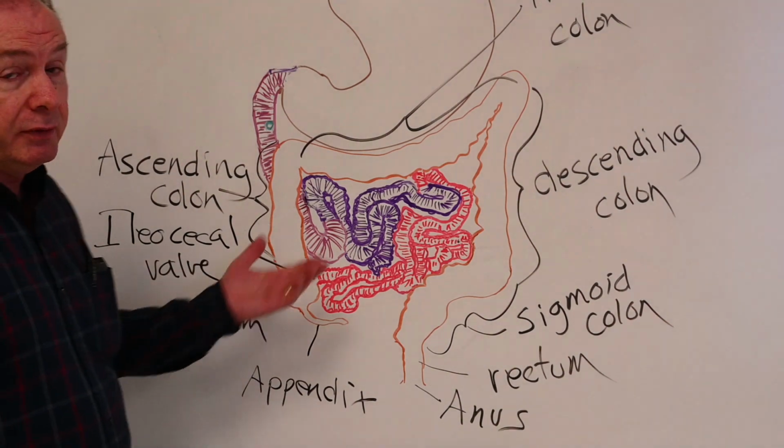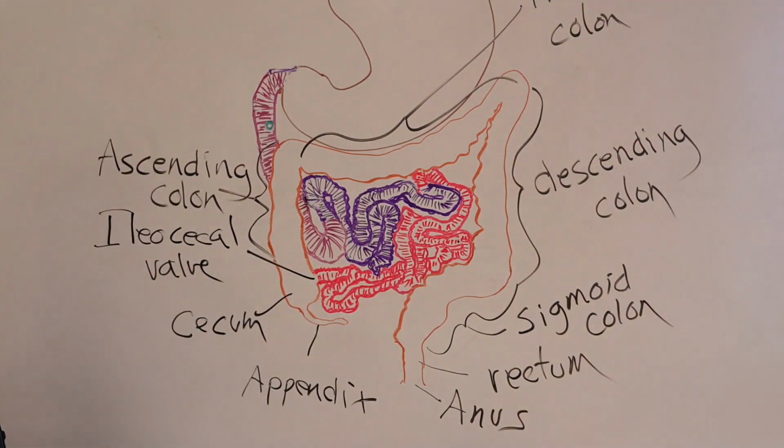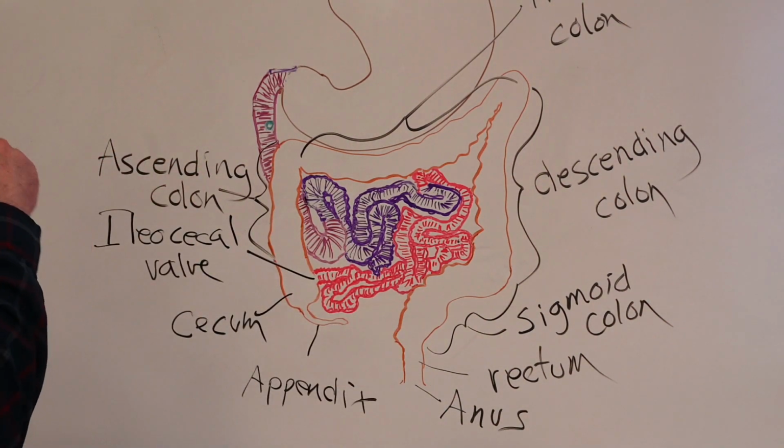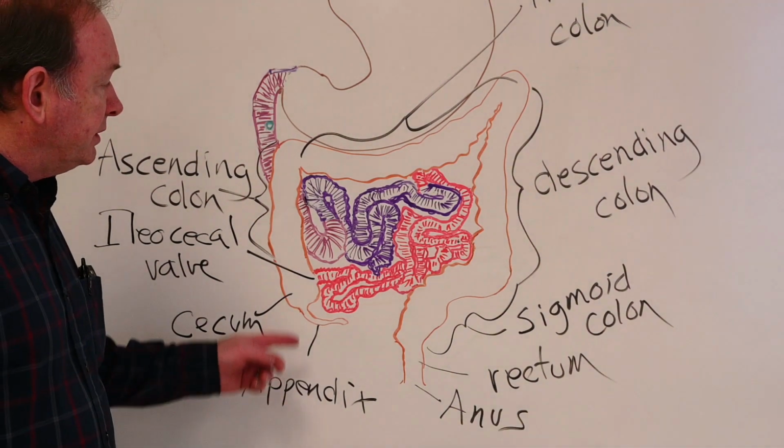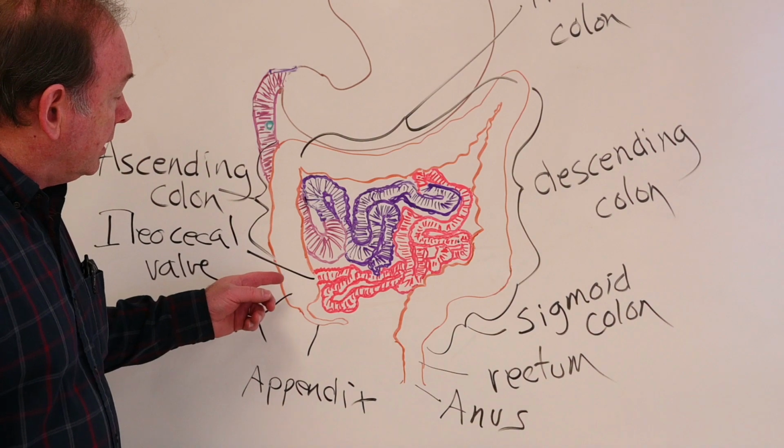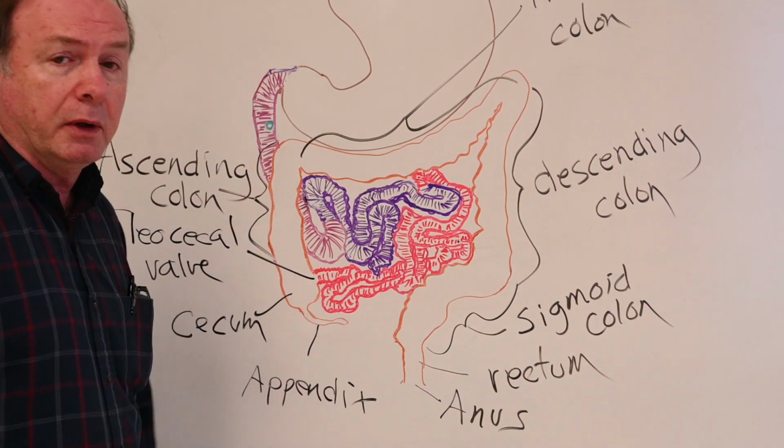So those are the regions of your large intestine, finishing our tubular digestive system, the alimentary canal. Now let's talk about some specifics of the lining of the wall of the large intestine.